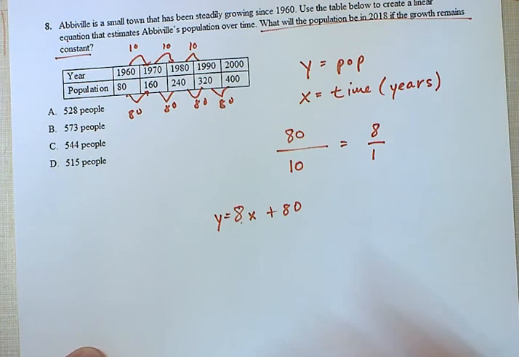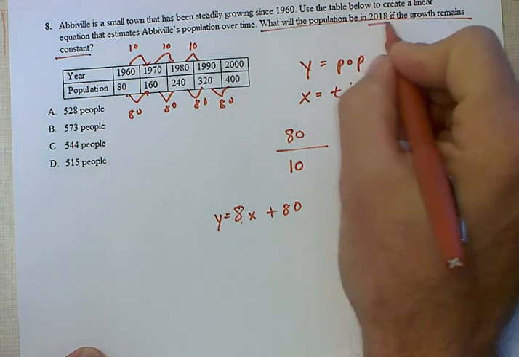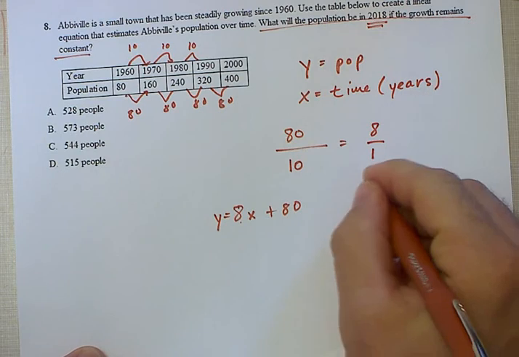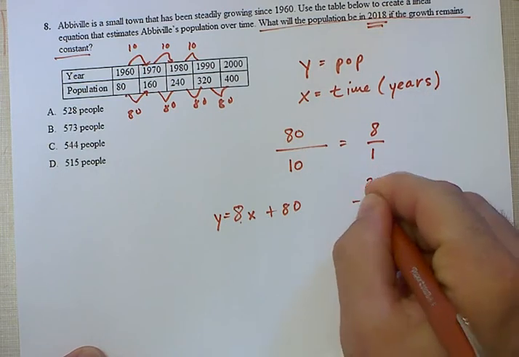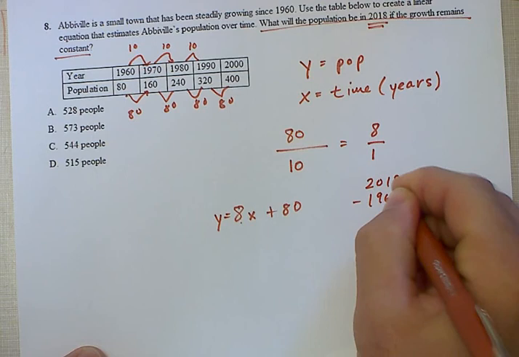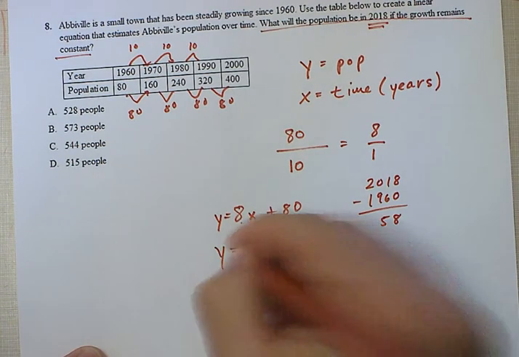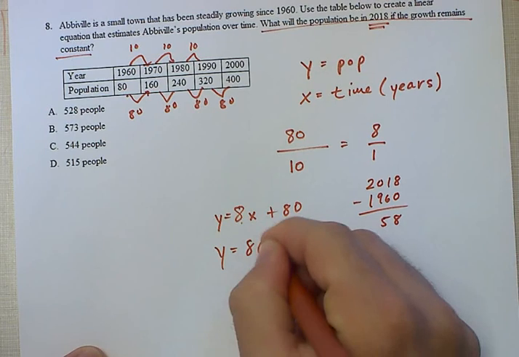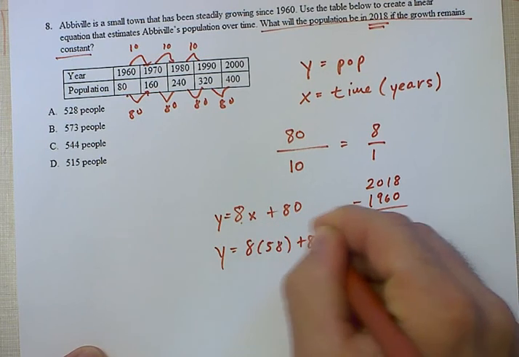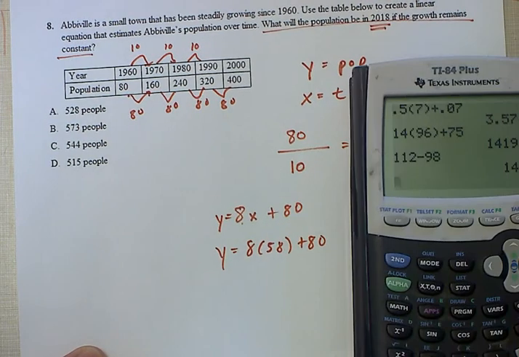So if I want to find out 2018, I would do 2018 minus 1960, and I get about 58 years there. So I could say y is equal to 8 times 58 plus 80, which is about 544 people.